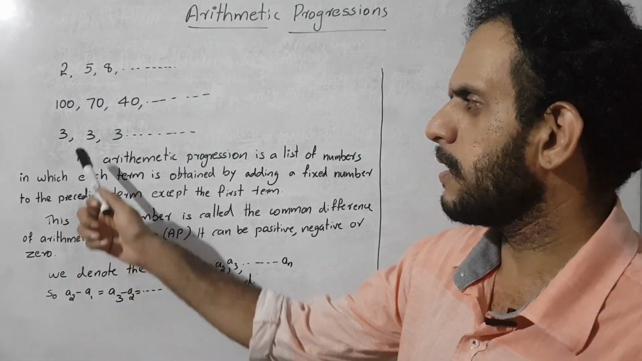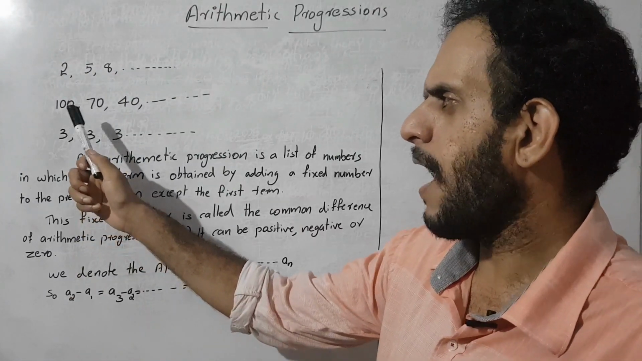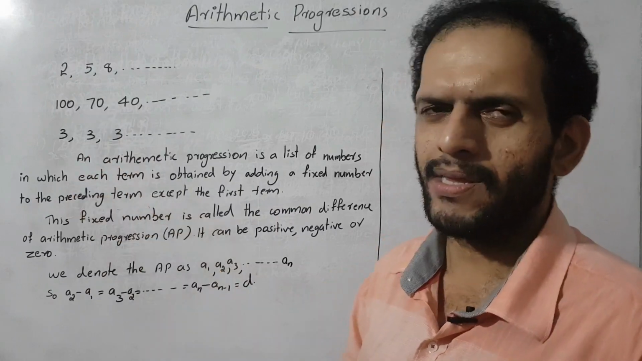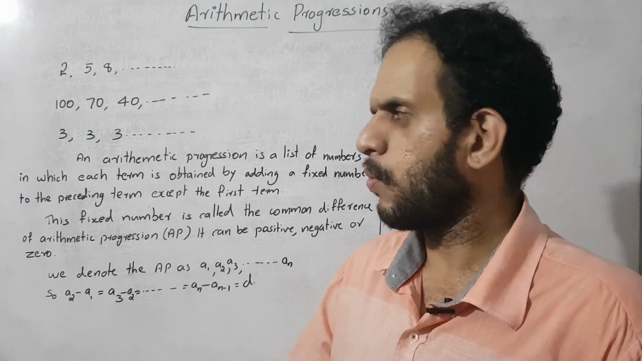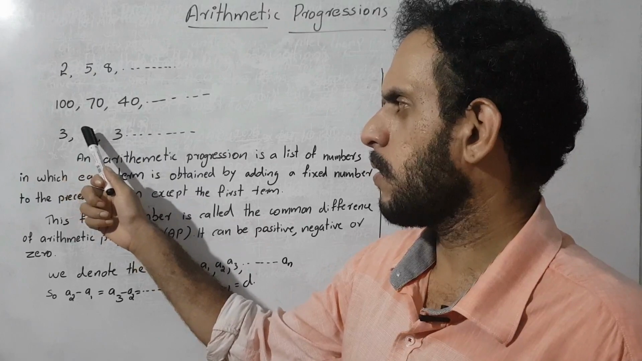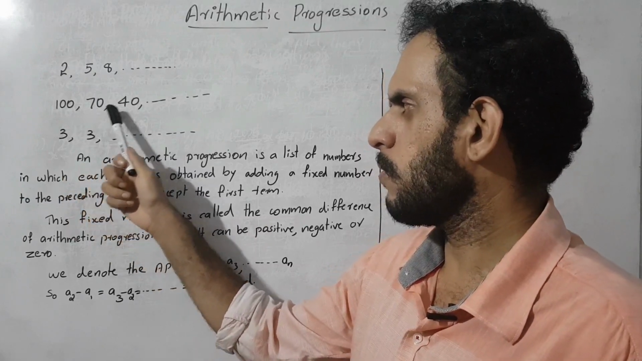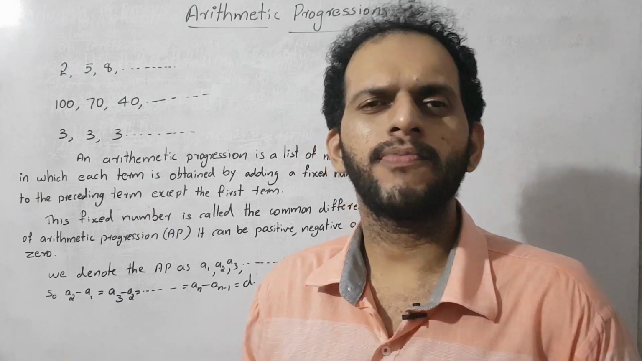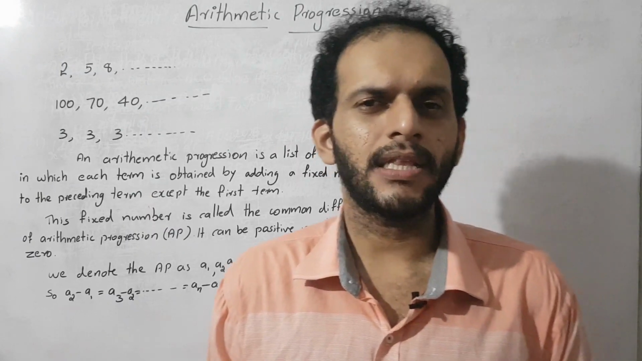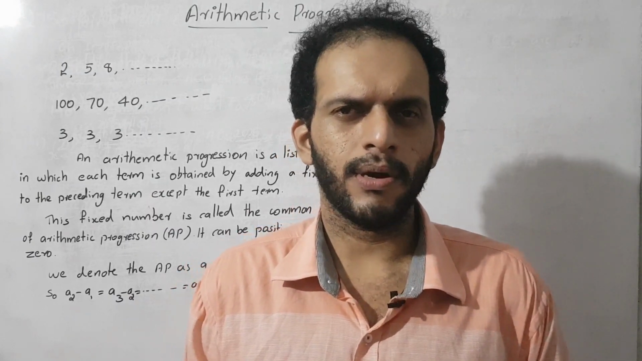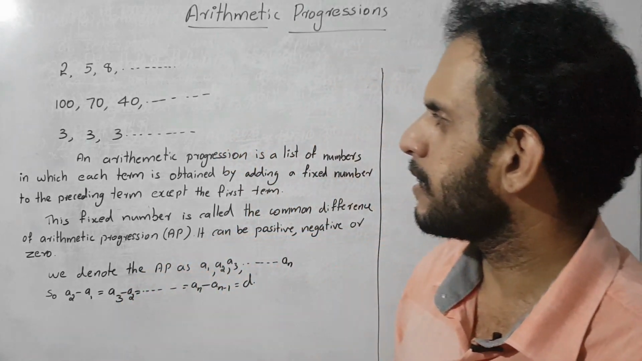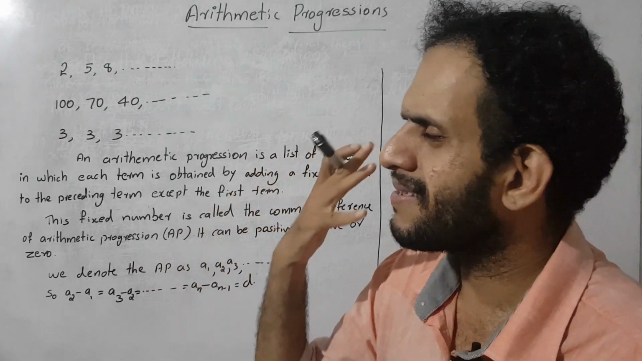Then here, what did we add? We add one number to the first number, then only we get the second one. What is that? Yes, 0. 3 plus 0 is equal to 3. 3 plus 0 is equal to 3. So this type of list of numbers we call arithmetic progression, simply AP. How do we identify what is an AP?